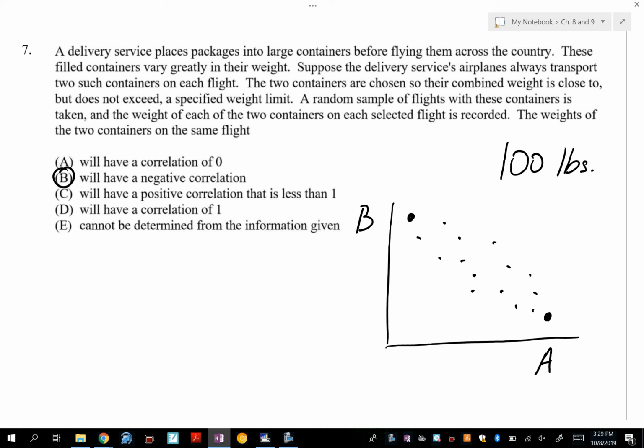All right, what did we put? C and E? So C says a correlation that's less than 1, but it says positive. So this is going to be a negative R because the slope is negative. So R would have to be a negative number. So that's why it's not C. And then E, cannot be determined. Bold to go for that. I don't think we've ever had one yet that says cannot be determined. It can be determined if you know how to make a scatter plot.